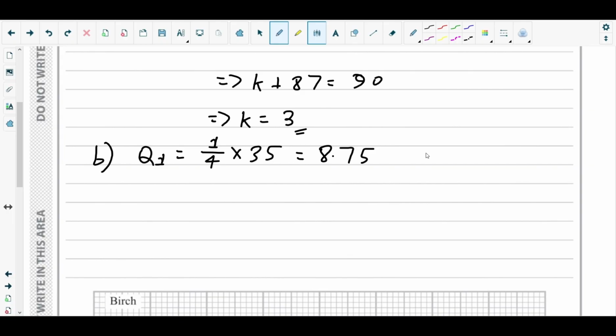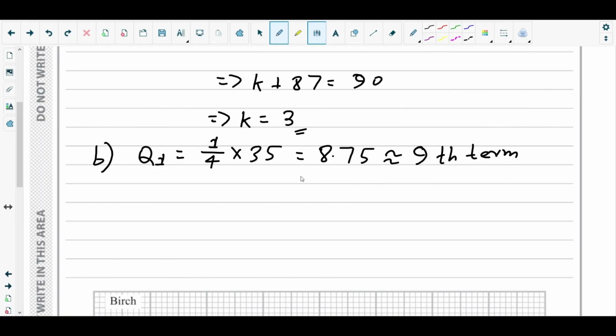In this case, most of the students get confused. Look, in chapter 2, in the quartiles part, it is clearly written that if the total number of data is odd, then you will always get a decimal value while finding the term number. In that case, as you get the decimal value, you will always round up. It's clearly written. So we will always round up. So that is the 9th term.